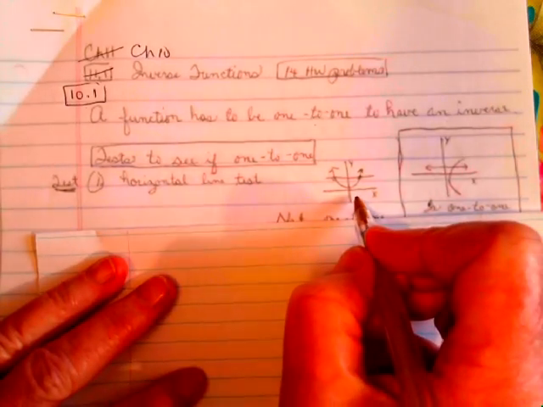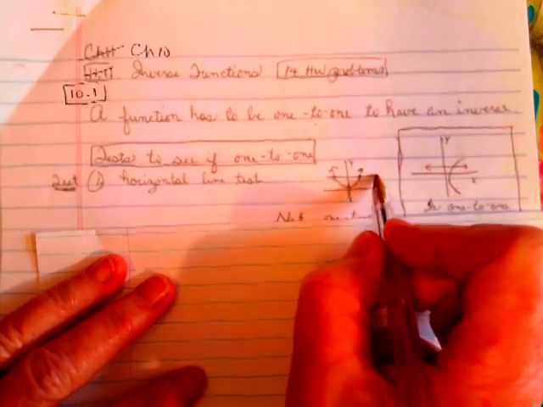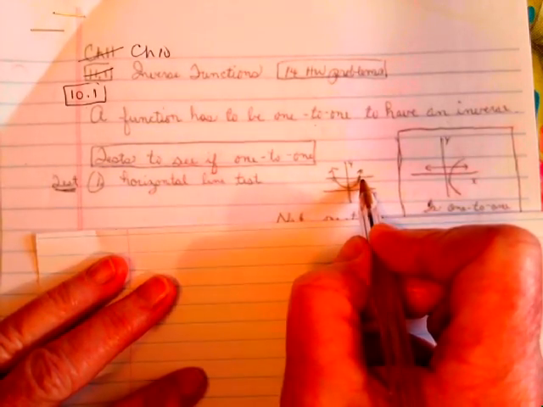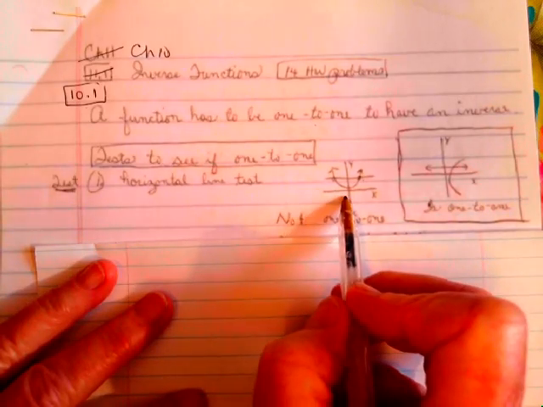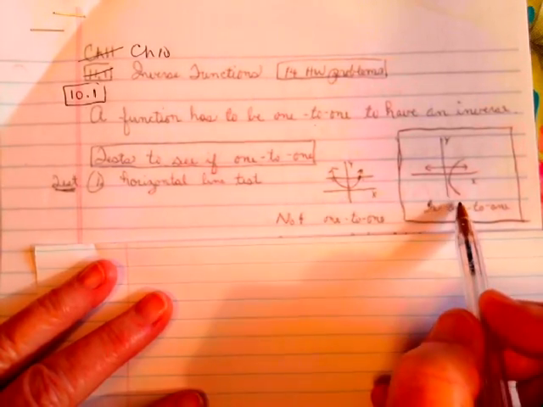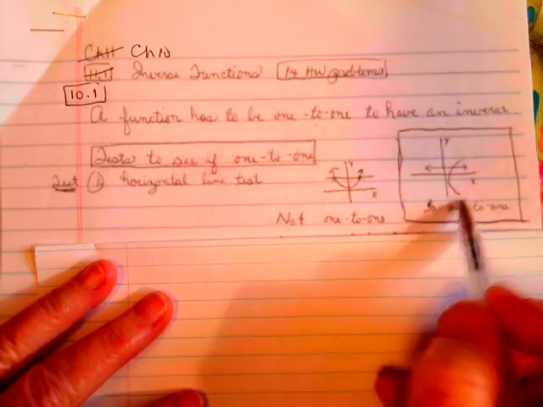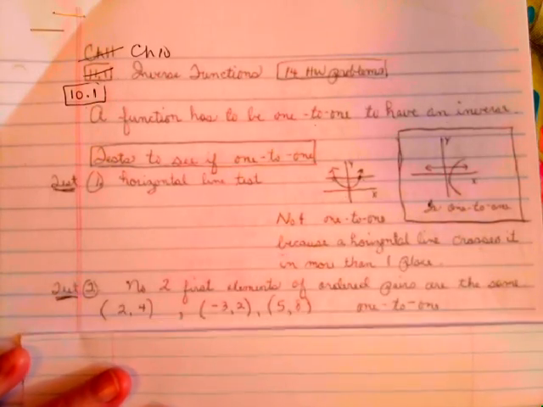You look at the graph of a function. If a horizontal line will cross that graph in more than one place, then it is not one-to-one. This one is not one-to-one. This one is one-to-one.